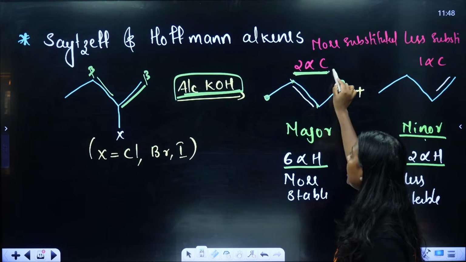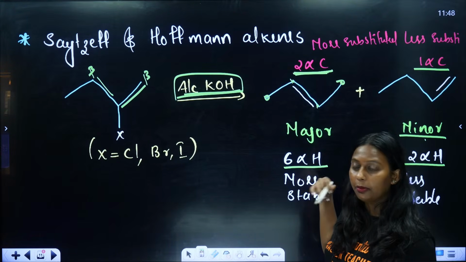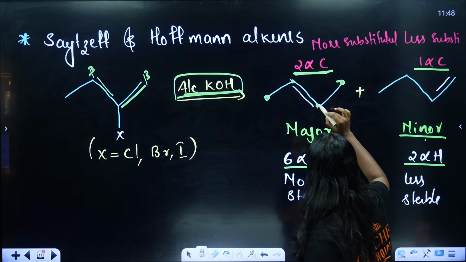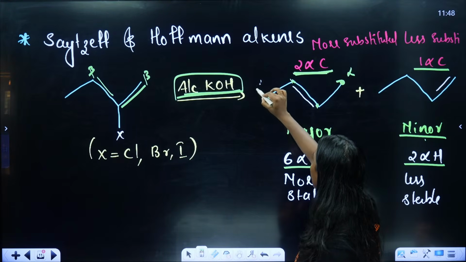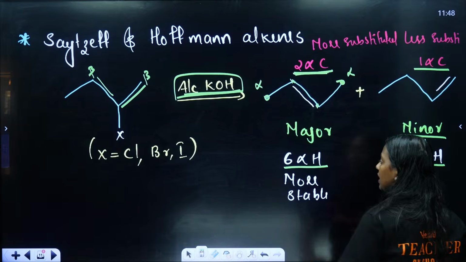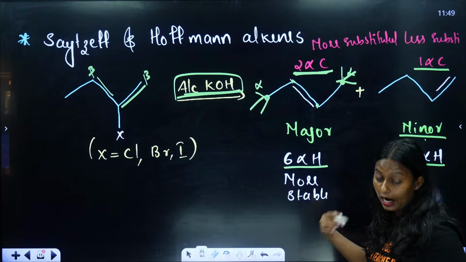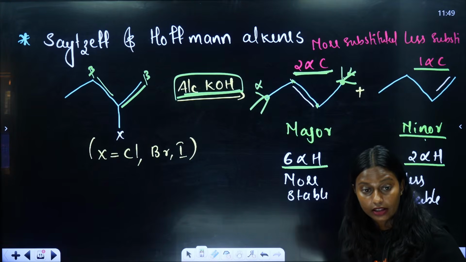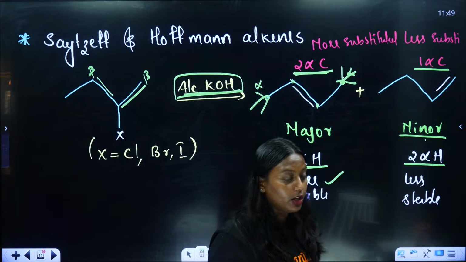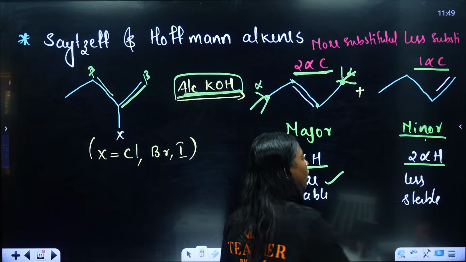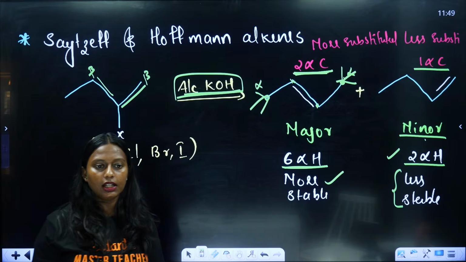Here you can see it contains 2 alpha carbons, and here it contains 1 alpha carbon. Any doubt? How do we get 2 alpha carbons? A carbon attached to the double bond is an alpha carbon. So this is 1 alpha carbon, this is also 1 alpha carbon, so 2 alpha carbons are there. This alpha carbon contains 3 hydrogens, this one also contains 3 alpha hydrogens. So 6 alpha hydrogens are there, and it is more stable. This is the minor product: 2 alpha hydrogens and less stable. Clear?